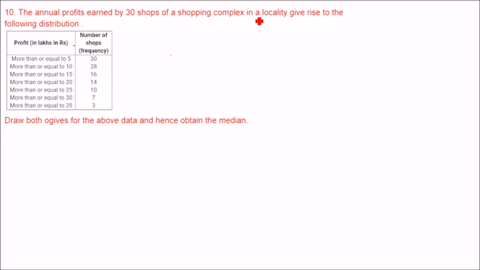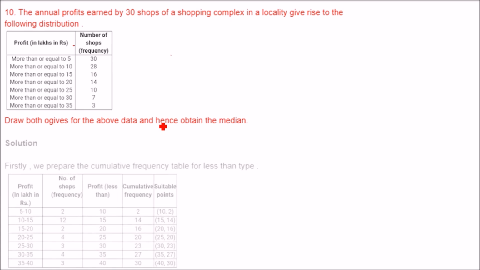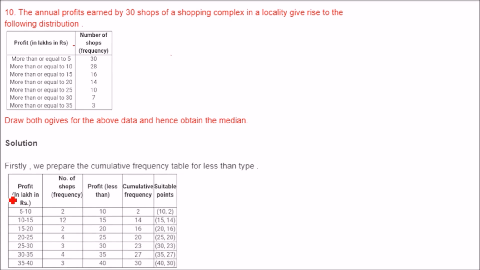Now the next question is, the annual profits earned by 30 shops of a shopping complex in a locality give rise to the following distribution. This is the distribution. So we are given more than or equal to a number, and then we have the number of shops. So we have to draw both OGIVEs for the above data and hence obtain the median. So this is the profit in lakhs which is given here.